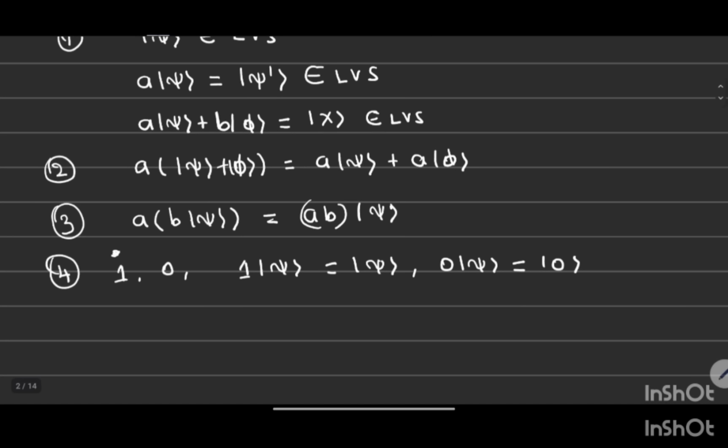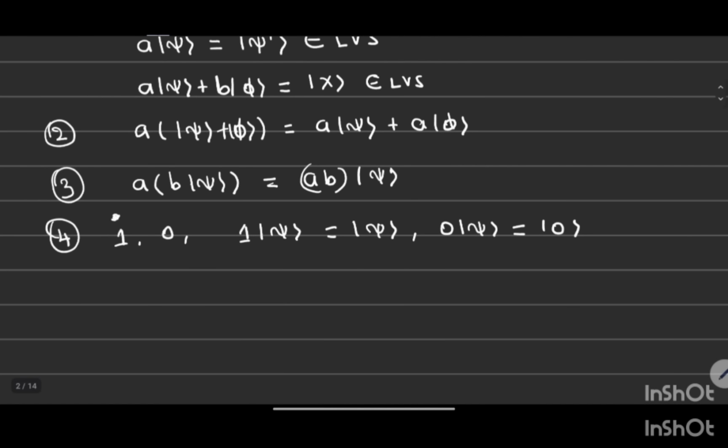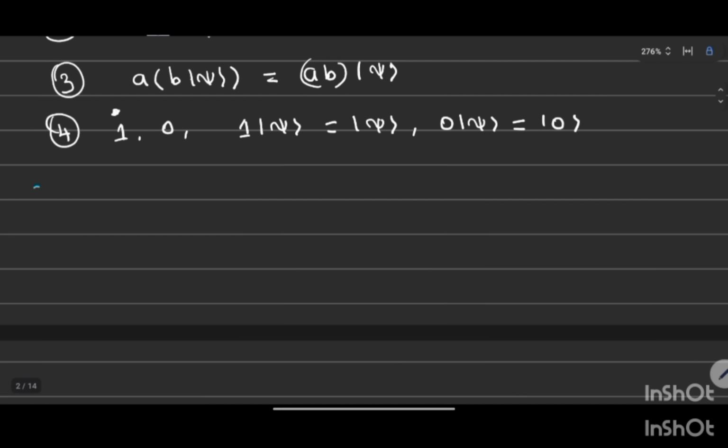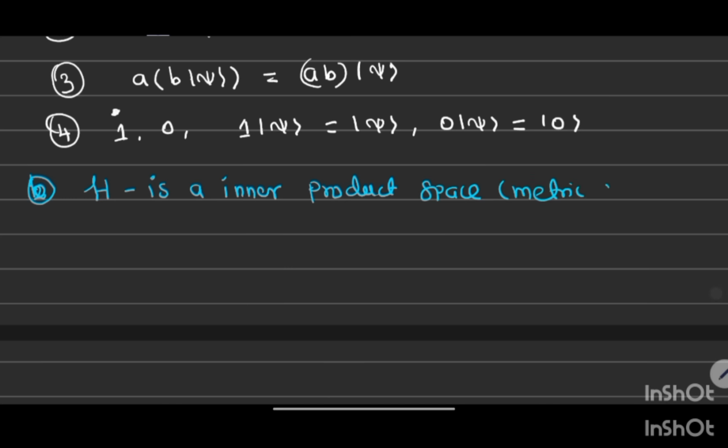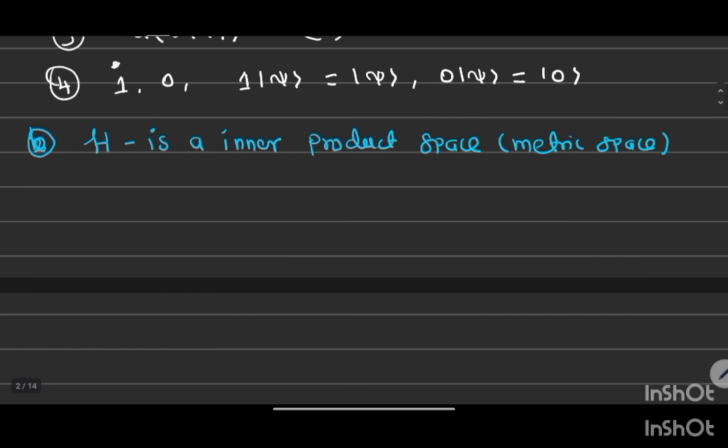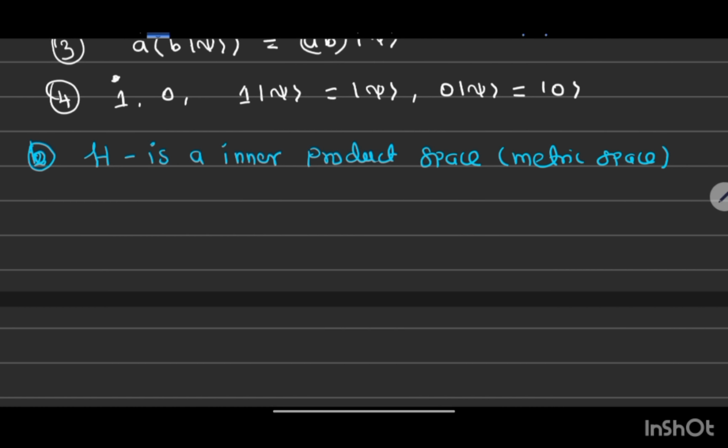So, as I told, the Hilbert space is a linear vector space. The Hilbert space contains all the properties of a linear vector space. In addition to that, it has the special property called the scalar product. Hilbert space is an inner product space, or metric space. Before discussing the inner product or scalar product properties of Hilbert space, let's discuss what Dirac notation is and what its use is.